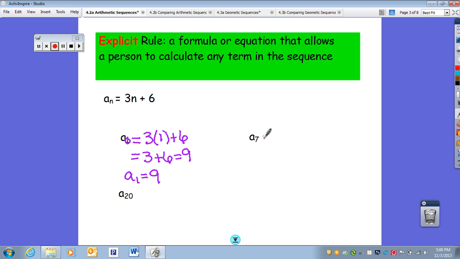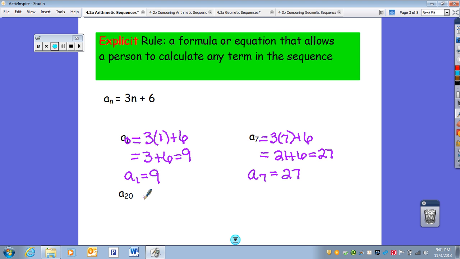If I want to find the 7th term in this particular sequence, I simply take my 3 times n, which is 7, the 7th term in the sequence, and then I add 6. So when I do my calculating, I take 3 times 7, which is 21, and I add 6, and I get 27. So my 7th term in the sequence is 27.